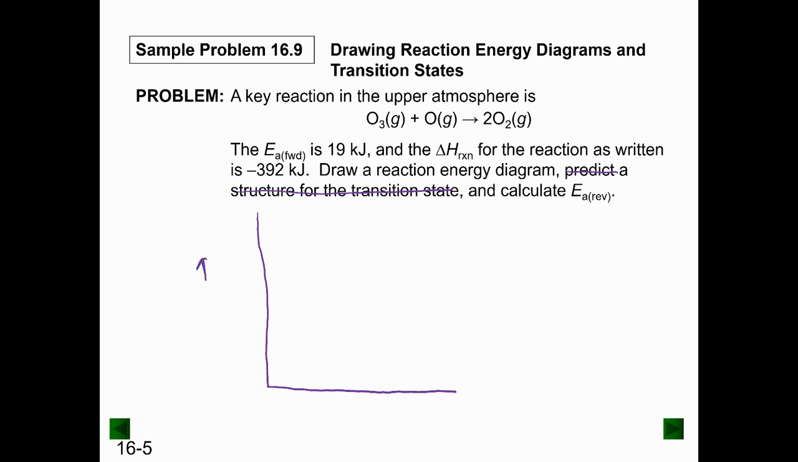Okay, so here's our energy diagram. It's exothermic. Our reactants are ozone plus oxygen, and then our product is 2 oxygen gas.